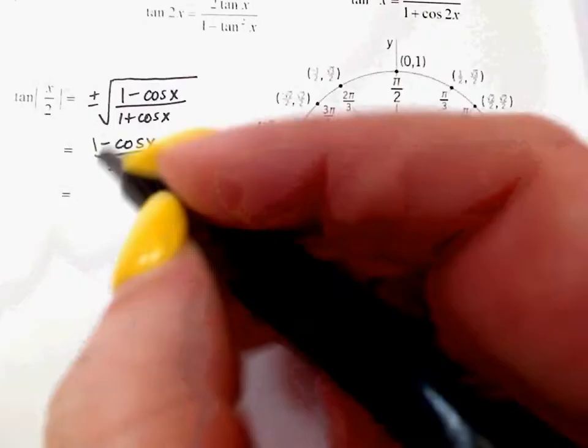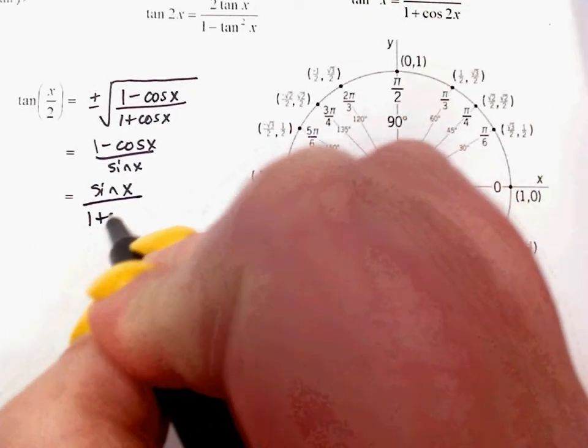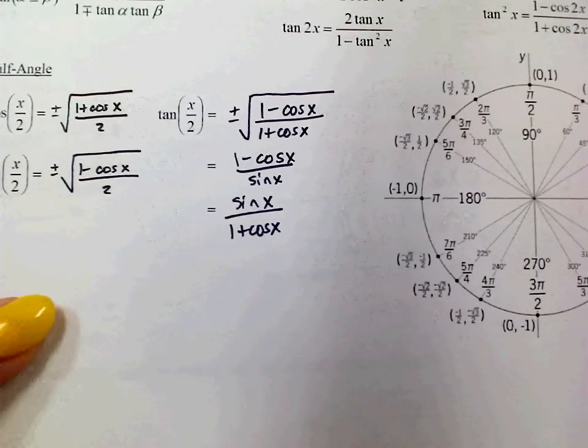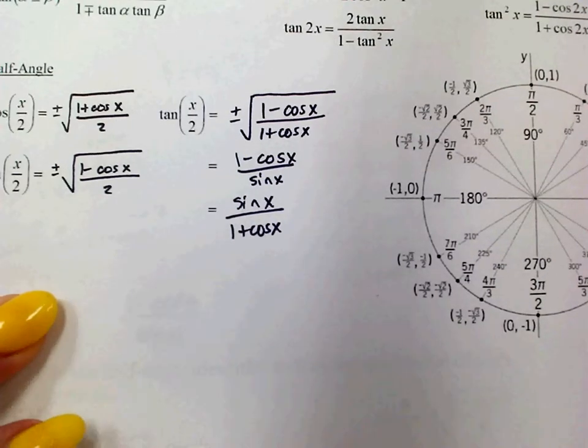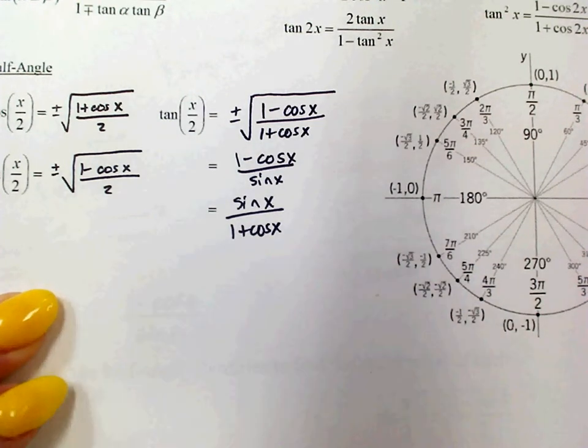So we've got sine x divided by 1 plus cosine x. And so there's our new identities with 5 new, and that's all we're going to do today. We're not done with the video, but that's all the identities that we're going to find. I just did that really fast. Okay. So let's actually apply it.